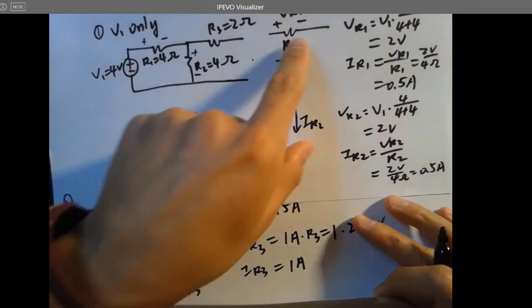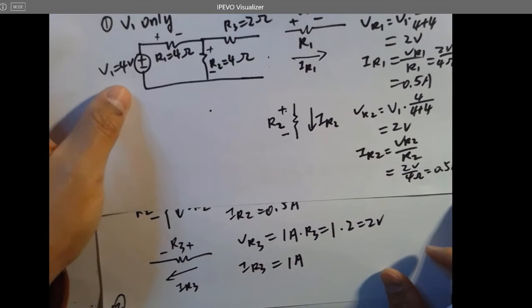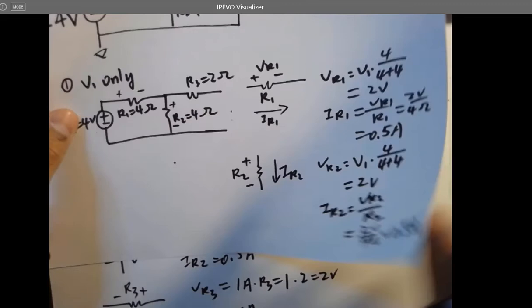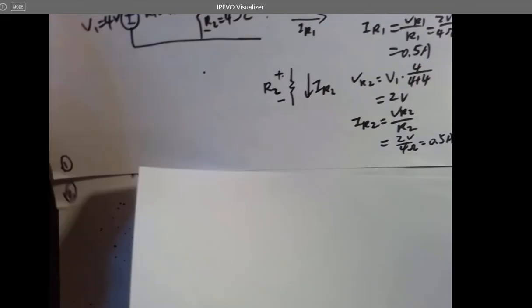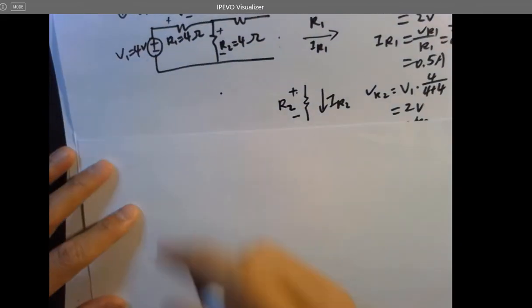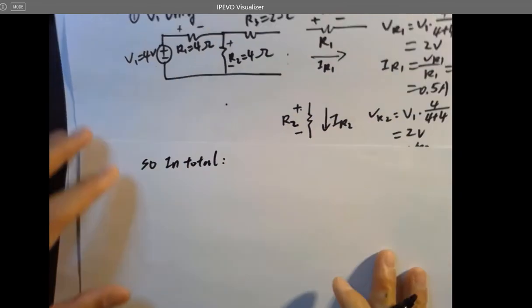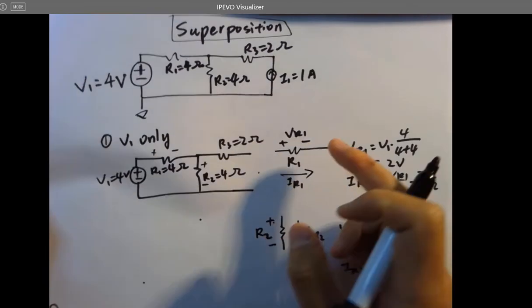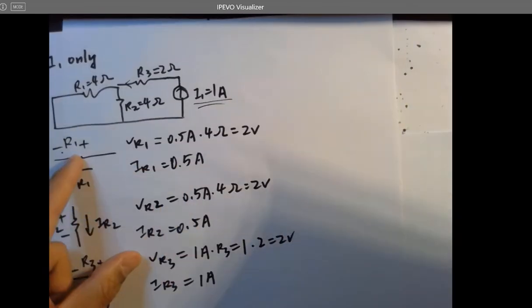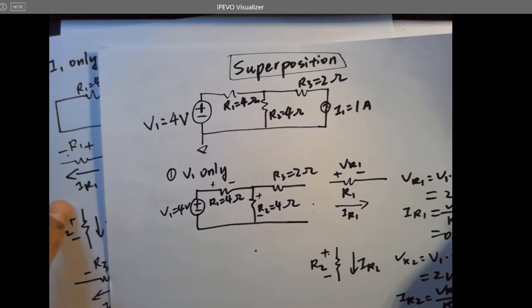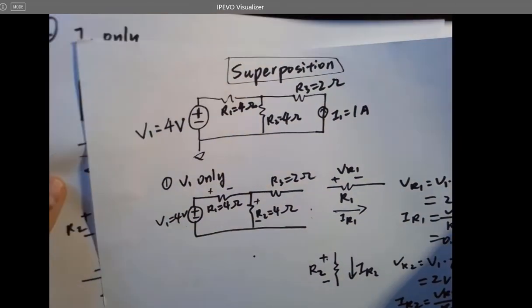If they have the same direction, then just add them together. If they have the opposite direction, you need to add a minus sign in front. So let's make a summary over here. In total, what is VR1? The first time you got a VR1 in this direction, and the second one you got a VR1 in the opposite direction, and they have the same value. So you can see it's being cancelled. So there's actually no voltage across R1, right?